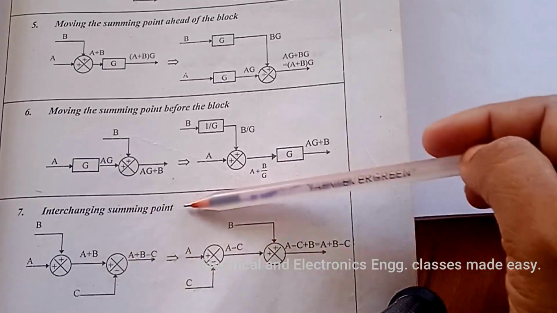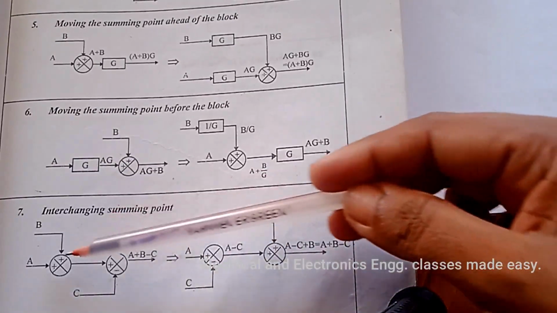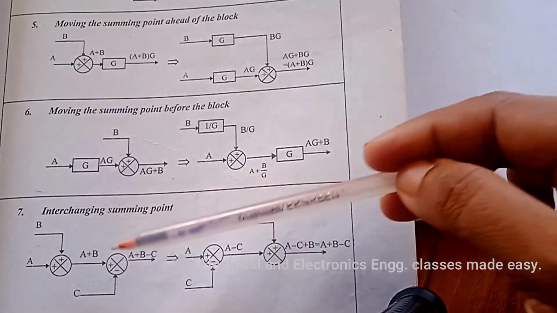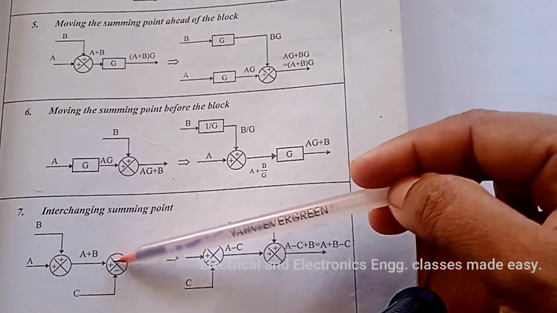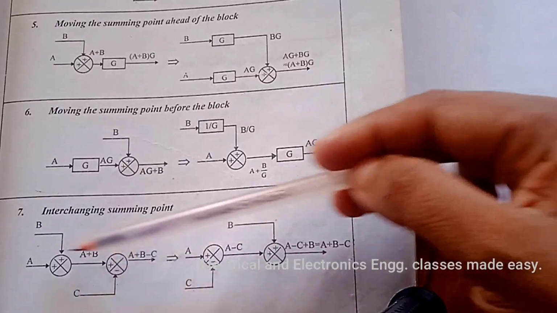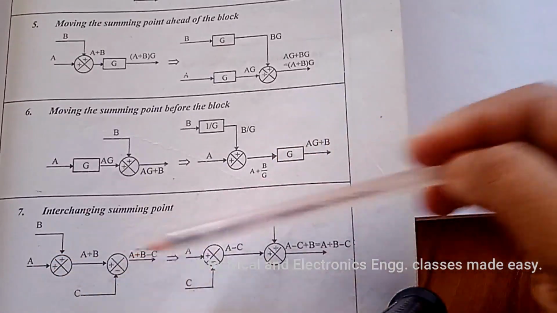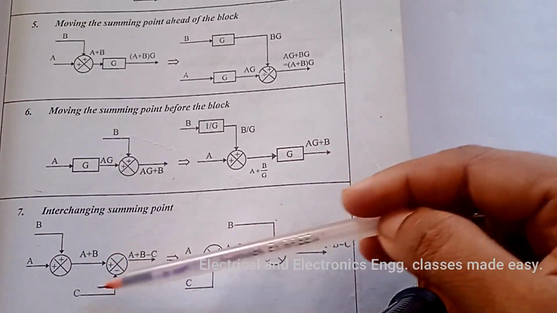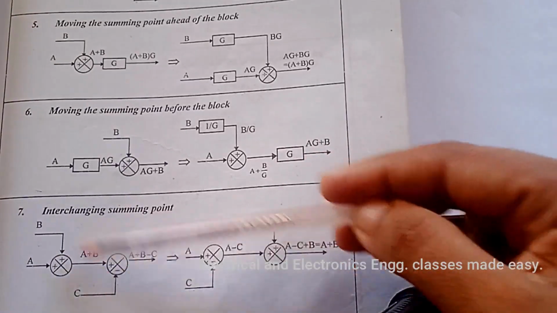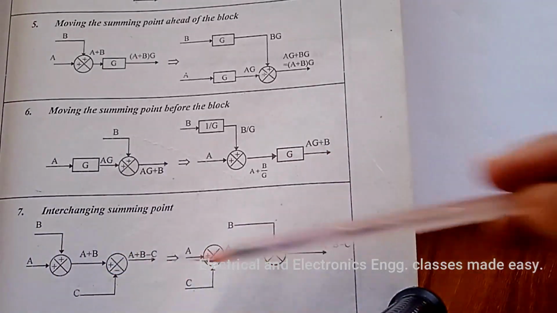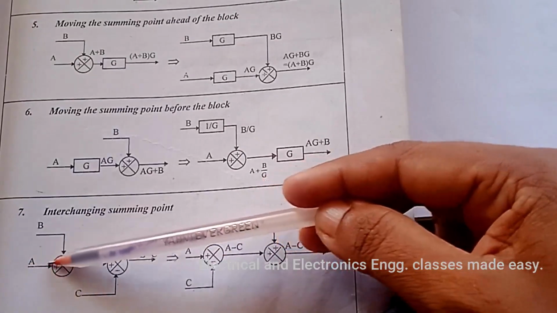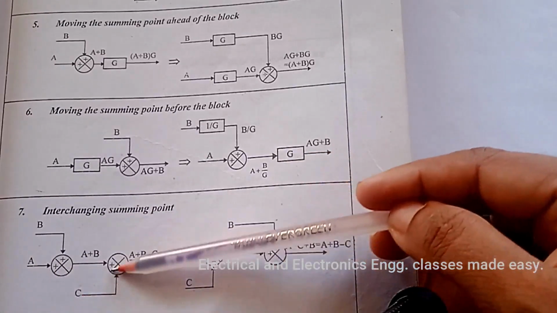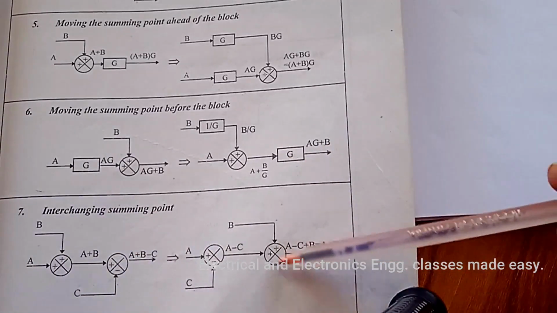Seventh one, interchanging summing points. Suppose there are two summing points, and we want to change this summing point to this side and this to this side, then we can simply change like this, that is the input is the same here and here this signal is changed.